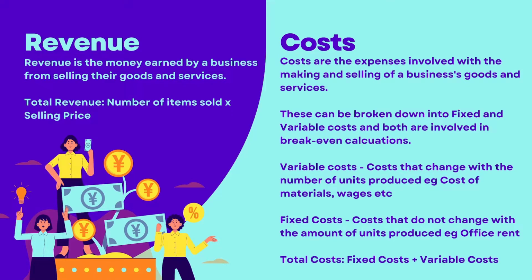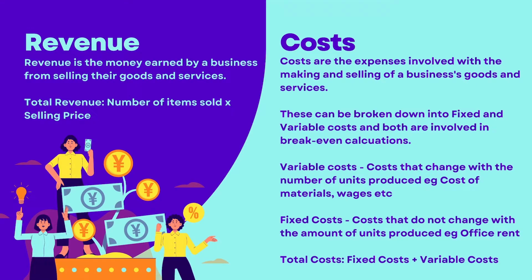So variable costs are costs that change with the number of units that are produced. Pause the video and see if you can write down any example of a variable cost. So now that we're back, some examples of variable costs include a cost of materials we use to make each product and something like wages, where we pay employees per product that we make.